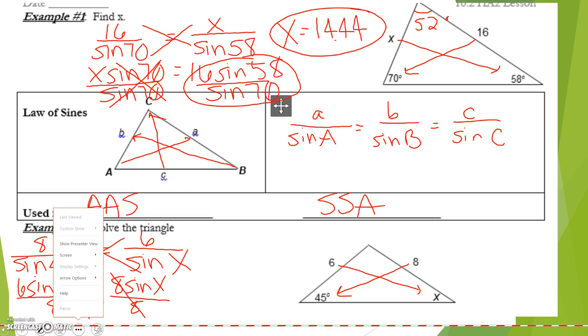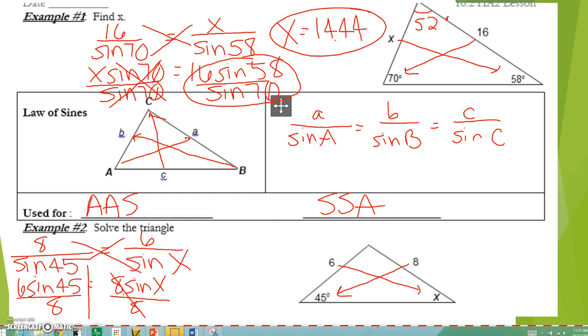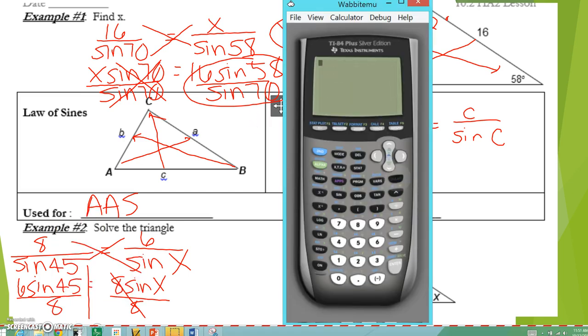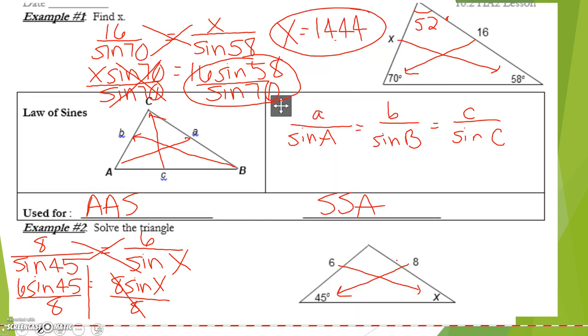So you can go right to your calculator at this point and do second sine, and I just put in everything that's on the other side of the equal sign. So sine inverse of 6 sine 45 divided by 8. And I get 32 degrees. So my angle is 32 degrees. So I got one angle. To find the last angle, I add up to 180. And if I did that, I get 103.